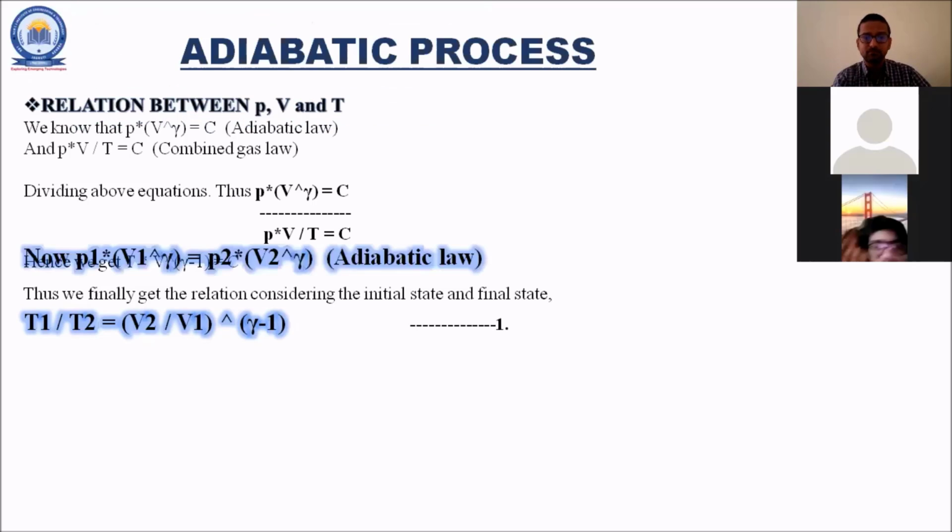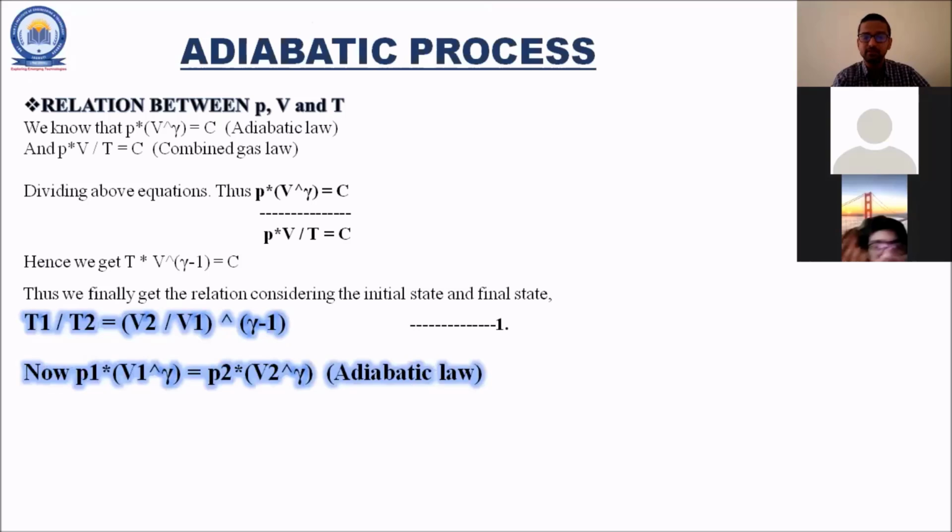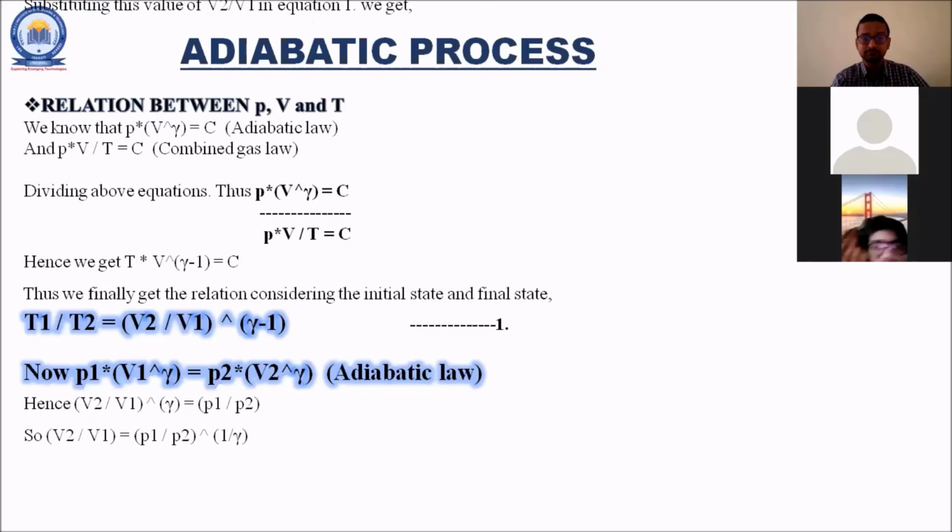Moving further, we already know that P1 V1 raised to gamma is equal to P2 V2 raised to gamma, that is adiabatic law. So taking volume on one side, pressure on another side, I am getting the answer V2 by V1 raised to gamma is equal to P1 by P2. So V2 by V1 is equal to P1 by P2 raised to 1 by gamma. I hope this is the simple mathematics which you have already studied.